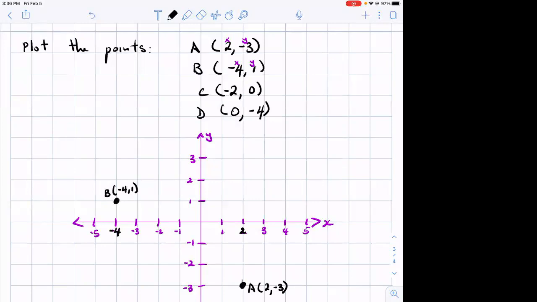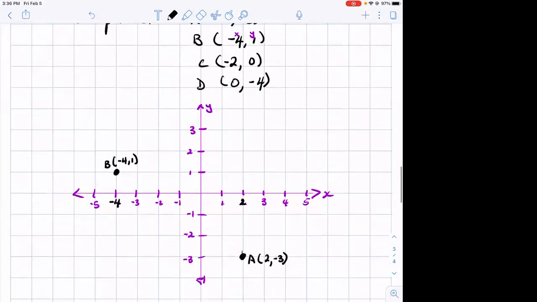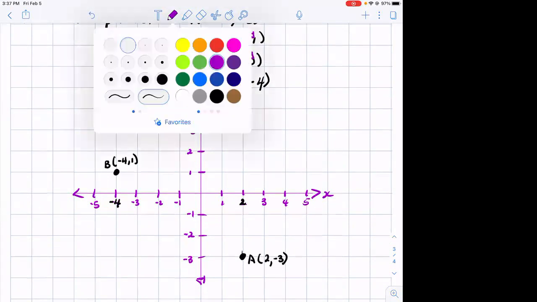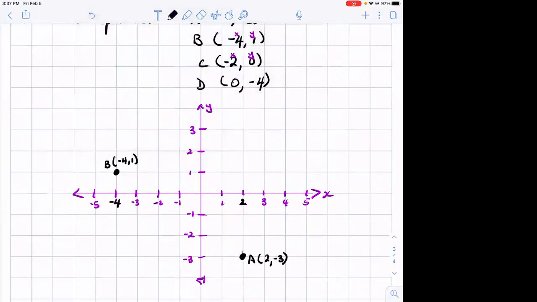Okay? If I look at the point C, remember this is x, that's y. So x is negative 2, sorry. X is negative 2, but then y is 0, so we don't go anywhere, so we stay on the x-axis. This is the point C, which is negative 2 comma 0.